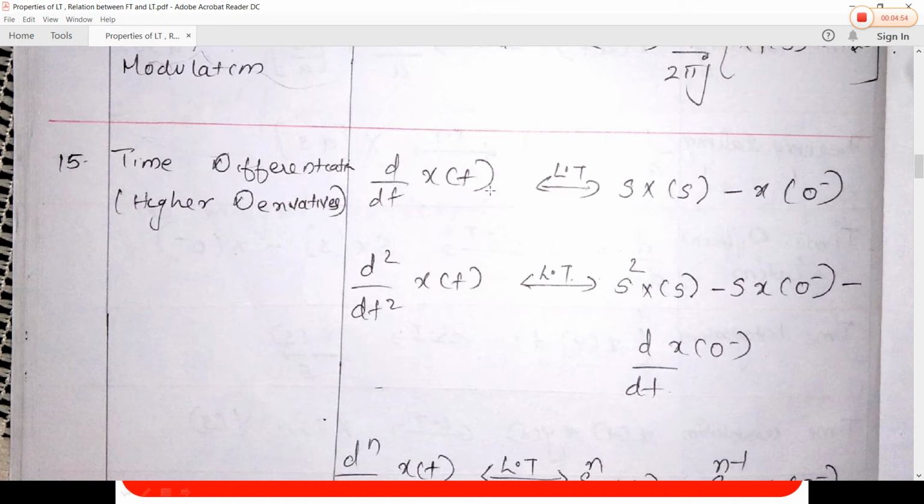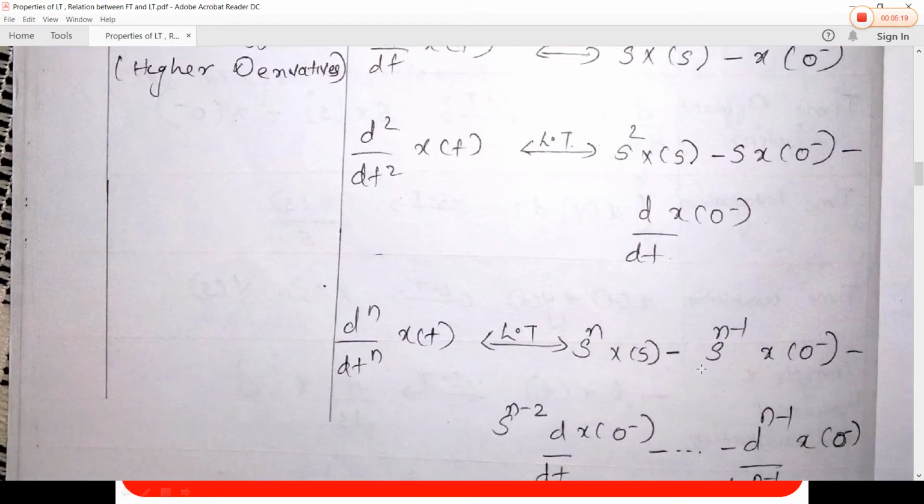d by dt of x of t is s into X of s minus x of 0 minus. Similarly, for higher order derivatives, d square by dt square of x of t will be transformed as s square X of s, minus s into x of 0 minus, where x of 0 minus is the initial condition, and minus d by dt of x of 0 minus.